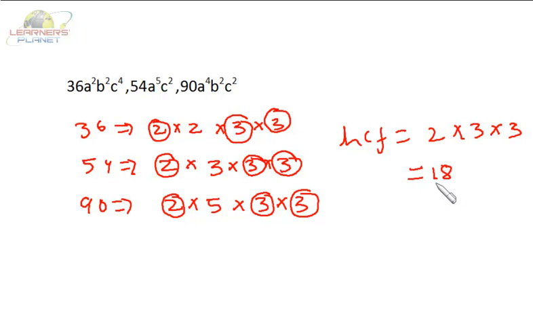Now we have to find out the HCF of algebraic expressions. So what is the lowest power of A? It's A square, so I just write it over here. A square. Then B is having the lowest power as 0, so B raised to 0. Then C is having the lowest power as 2, so it's C square. So it is 18 A square C square. Okay.